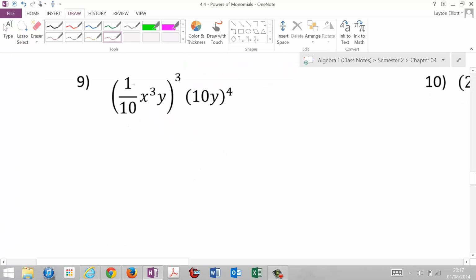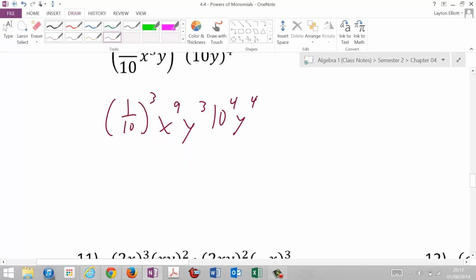Number 9, we have 1/10 to the 3rd power. I'm going to write that like this. X to the 9th, when we raise exponents out of exponents, I almost messed that up. And y to the 3rd. I'm going to bring that down just a little bit. And then I'm going to take this. I still have a 10 to the 4th and a y to the 4th. And notice how you just kind of completely drop those parentheses. They don't really matter.